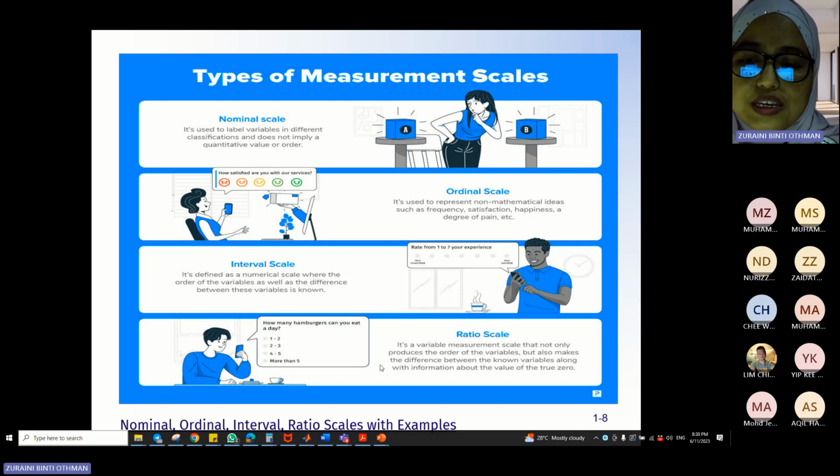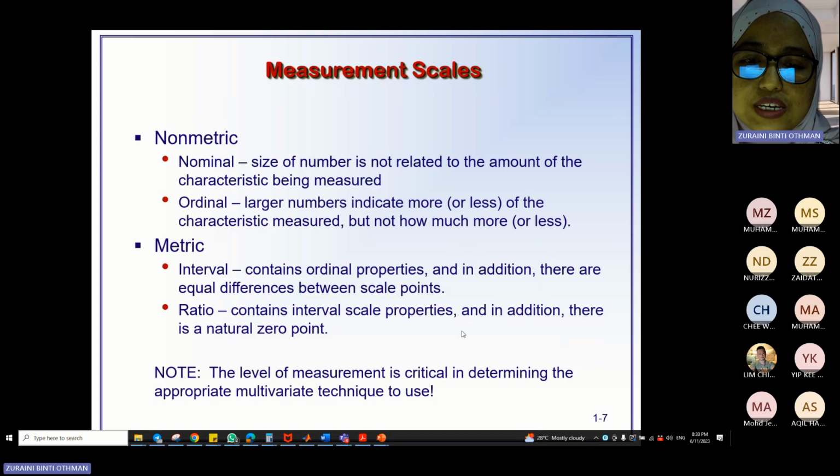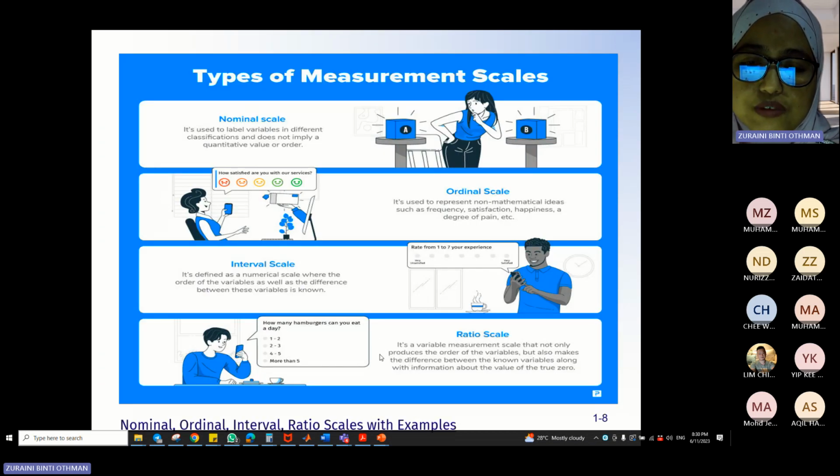Okay, another one in the quantitative just now is what? Ratio scale. We want to give a scale whether this hamburger can you eat, how many hamburger can you eat a day? Whether in a range of 1 until 2 ke, atau 2 until 3 ke, 4 until 5 ke, more than 5. Ini kita macam bagi skala. Selalunya kalau kita tengok dekat dalam survey, dia akan letak scale ni macam pendapatan kan selalunya antara 500 ke 2000. Pendapatan anda daripada 2000 ke 5000. Macam tu dia dah skalakan siap-siap kat situ.